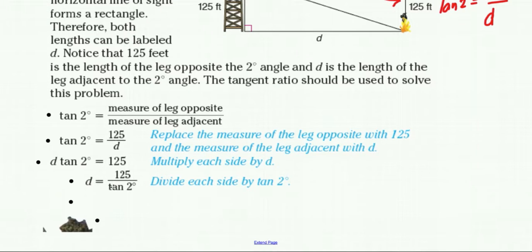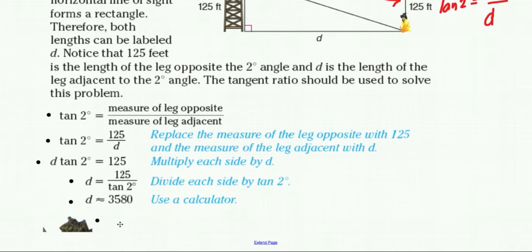Okay, and this is a good way of computing for D. Do not convert tangent 2 degrees into a decimal first, because this is a more efficient way of doing it. So you now have 125 divided by tangent 2 degrees. Now convert that into a decimal, and then get 125, divide that by the decimal of tangent 2 degrees.